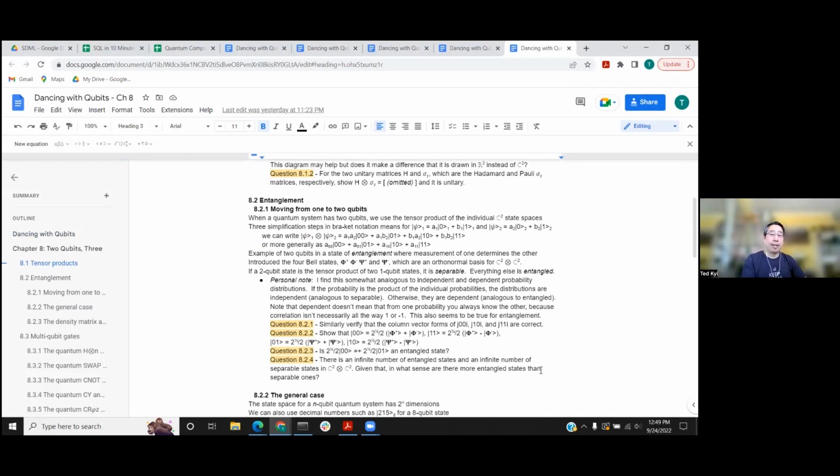Basically, what he says then is, if you have a 4-dimensional vector and you can represent it as equal to the tensor product of two 2-dimensional vectors, then that's a separable state of 2 qubits. If you can't represent it as the tensor product of 2, then this is an entangled state.